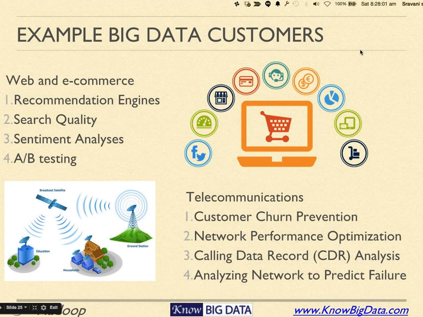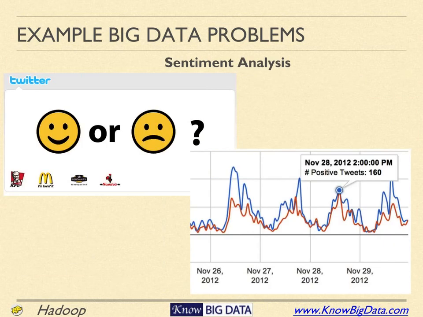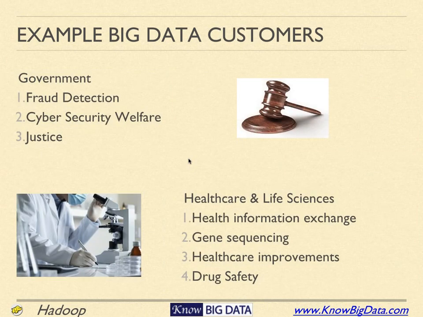All right. Now, in telecommunication, there are lots and lots of use cases. I keep seeing them all the time. There is customer churn prevention, network performance optimization, CDR analysis, analyzing the network to predict failure. There are so many use cases in telecommunication. Then there is big government, which uses big data for fraud detection, cybersecurity, welfare, the justice system, and healthcare and life sciences.